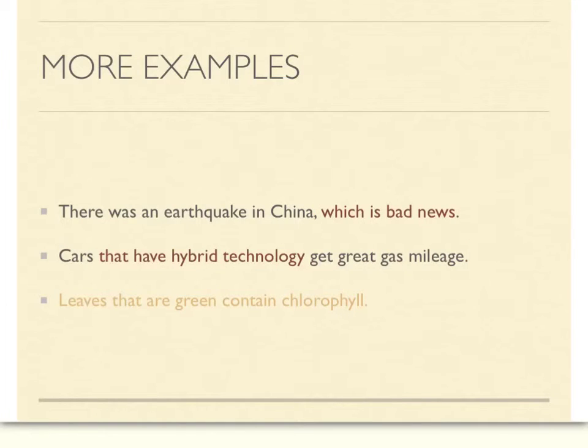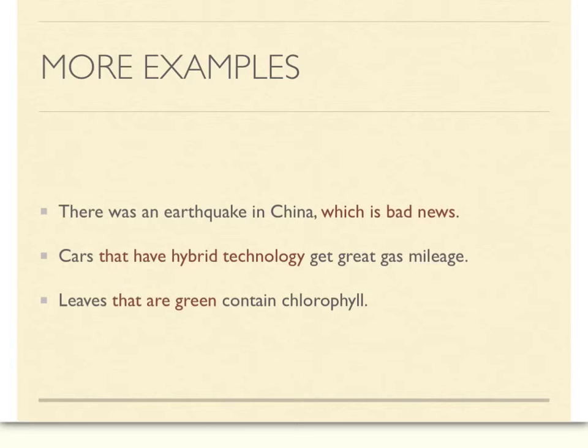Cars that have hybrid technology get great gas mileage. This part here is a restrictive clause because it's a necessary part of the sentence. It's not all cars that get great gas mileage. It's cars that have hybrid technology that get great gas mileage. Okay, so that have hybrid technology is a restrictive clause, so we use that.